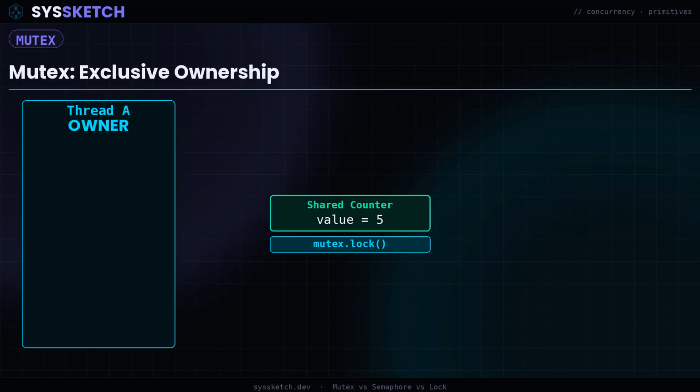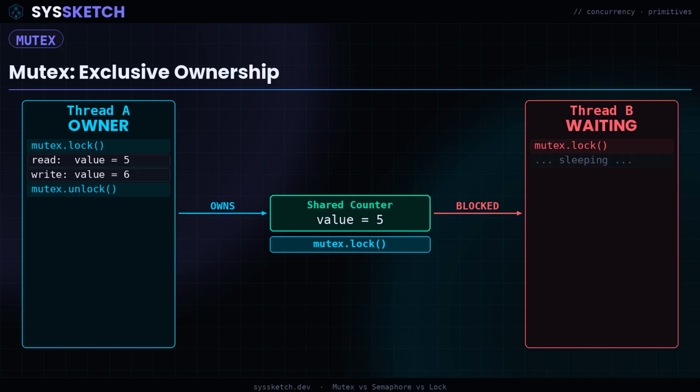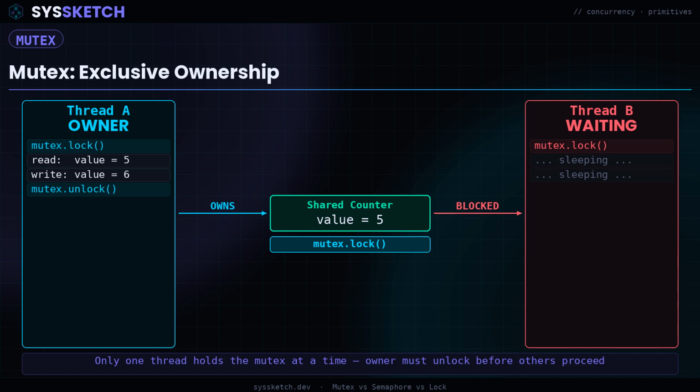Mutex, short for mutual exclusion, guarantees that only one thread can hold it at a time. Thread A calls lock. Thread A now owns the mutex and proceeds. Read 5, compute 6, write 6, unlock. Only after unlock can thread B acquire it. Thread B was sleeping the entire time, blocked in the kernel, burning 0 CPU.